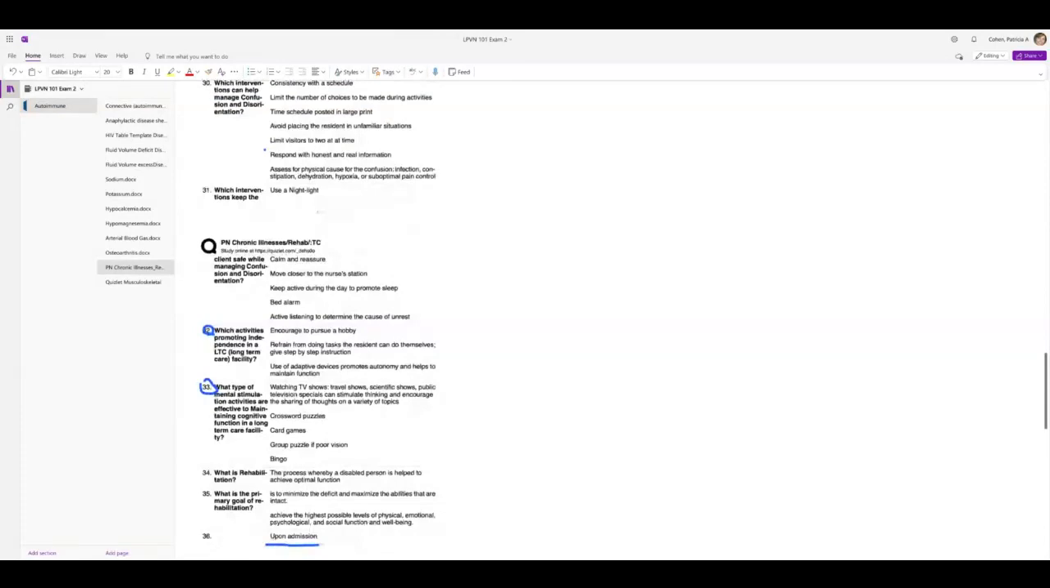You want to encourage people that are living in a skilled facility to pursue a hobby, and you need to refrain from doing tasks for the resident that they can do themselves, which is hard for people that don't have patience. Sometimes I found it hard when I had a patient that had a stroke and had to be patient and give step-by-step instructions when I could have just done it myself and been on my way. But it's really important for them to maintain their independence. Use adaptive devices because that helps them maintain function.